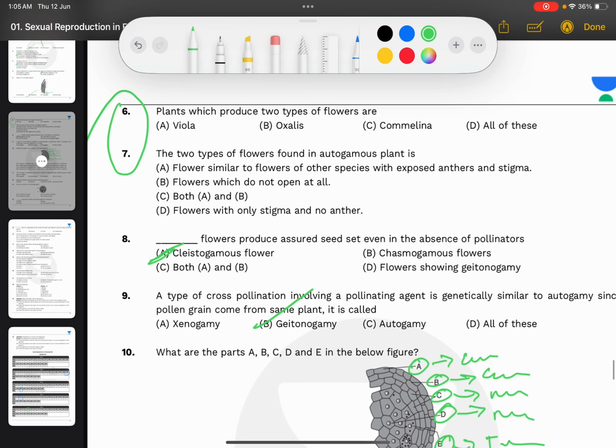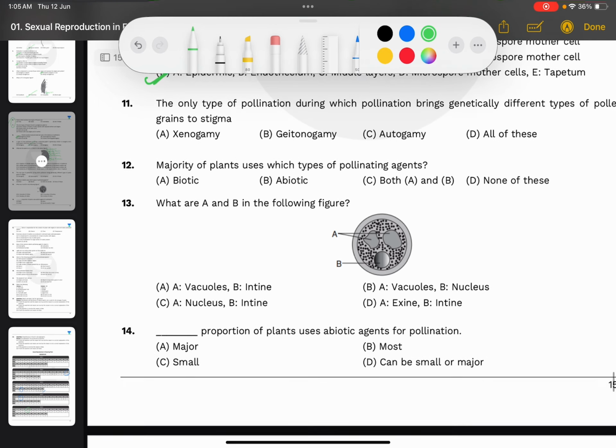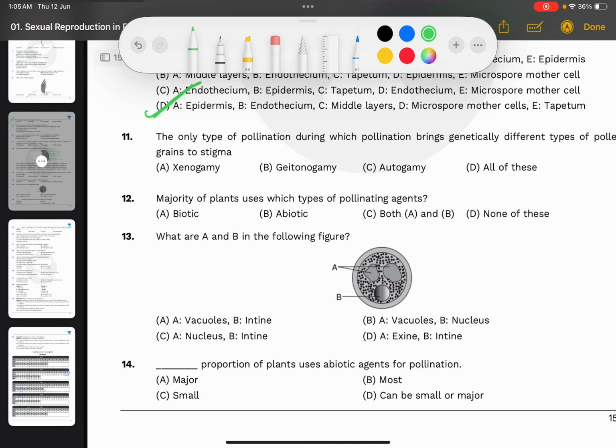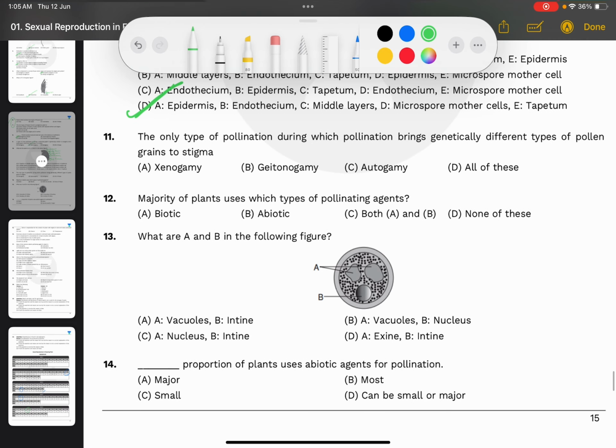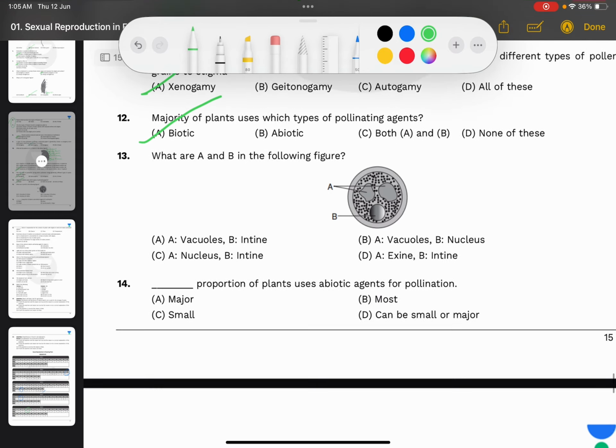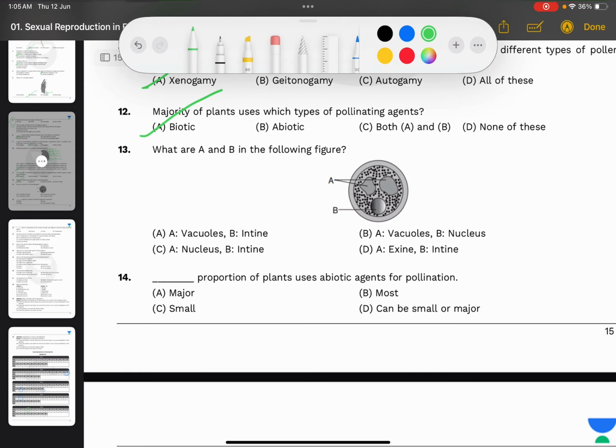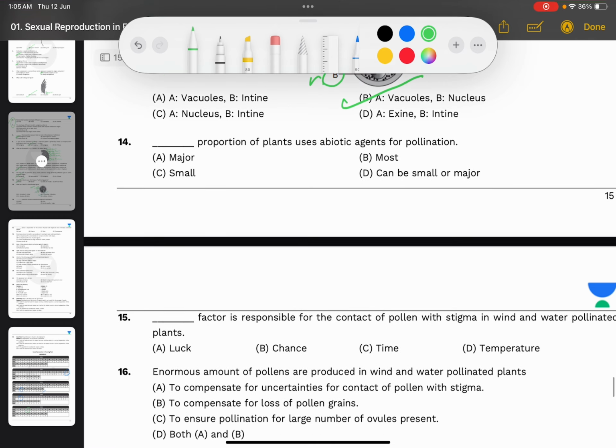Yes. Now, the type of pollination which brings genetically different type of pollen is xenogamy. Majority of plants use which type of pollinating agent? Biotic or abiotic? Biotic. What is A and B in the flowering plant? A is the vacuole and B is the nucleus.